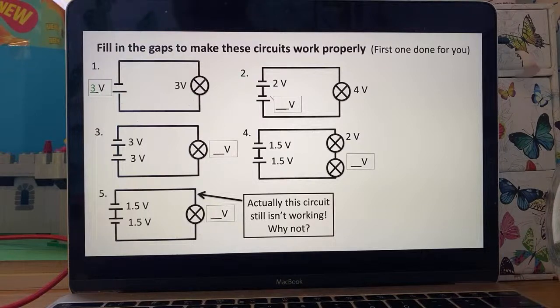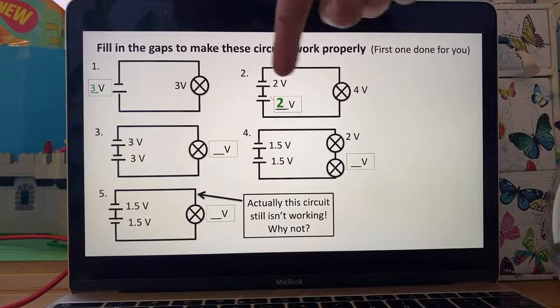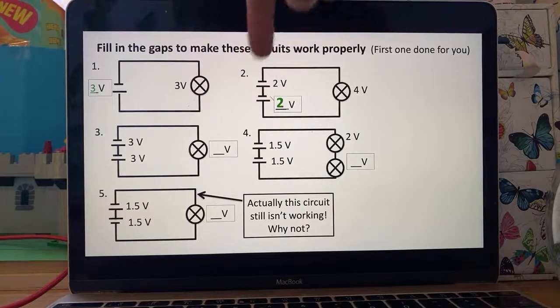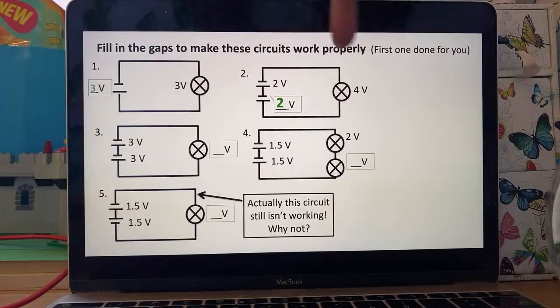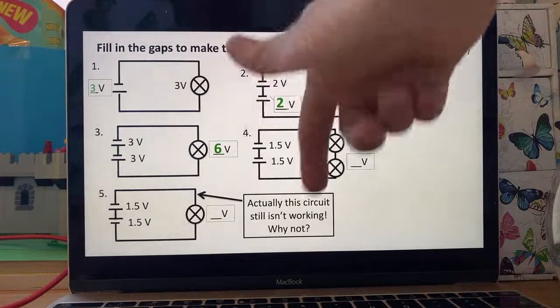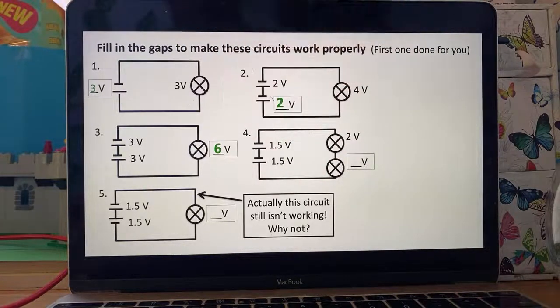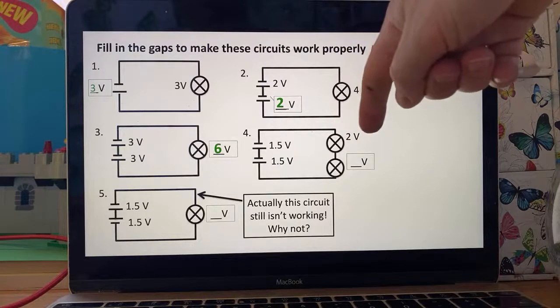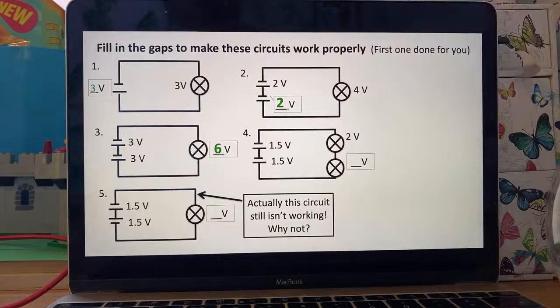Okay, let's do this. So number 2, that's going to be a 2-volt battery, yeah? 2-volt batteries connected together makes 4 volts, gives 4 joules of energy per charge, so that 4-volt bulb would work properly. Number 3, you've got 2 3-volt batteries next to each other, so that's going to be a 6-volt bulb, hopefully. Number 4, you've got a 3-volt battery altogether, 2.5 and another 2.5, but one of the bulbs is using 2 joules of energy per charge, so hopefully that would be a 1-volt bulb to get that working properly.